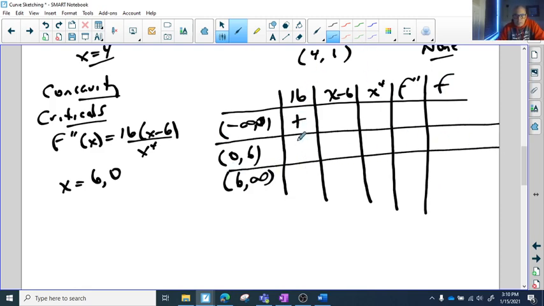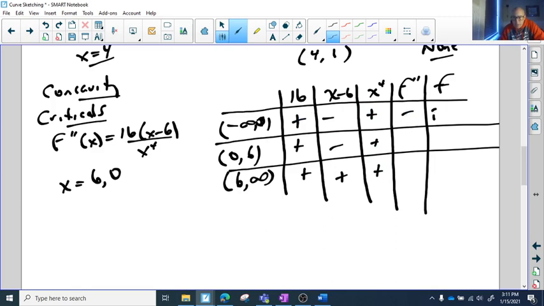The number 16 can be nothing but positive. Pick a number between negative infinity and 0, which is any negative number, and subtract 6, and your result is going to be negative. A number between 0 and 6, pick 3 as an example, minus 6, you're going to get a negative. A number that's more than 6, let's say 10, take away 6, the result is positive. For x to the 4th, regardless of what you put in, you're raising it to an even exponent, so your result is always going to be a positive number.